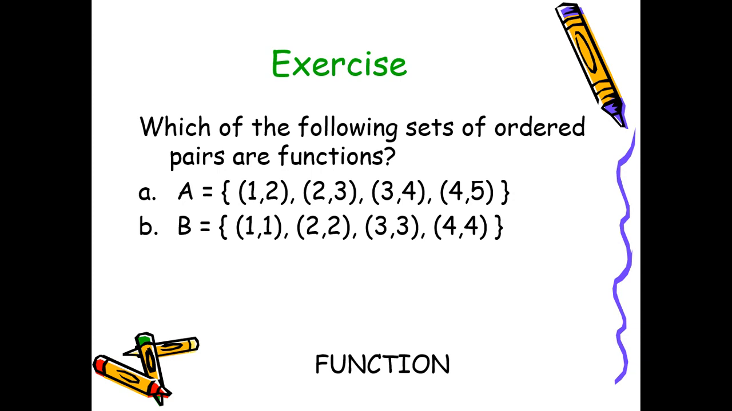Kung titignan nyo mga anak, si 1 po kay 1 lang, si 2 kay 2 lang, si 3 kay 3 lang, tapos si 4 kay 4 lang. So, ibig sabihin, this is a function. Anong klaseng relation naman po ang meron sa kanilang dalawa? Perfect. So, we have the one-to-one correspondence. Okay, very good. So, nakukuha na nila.